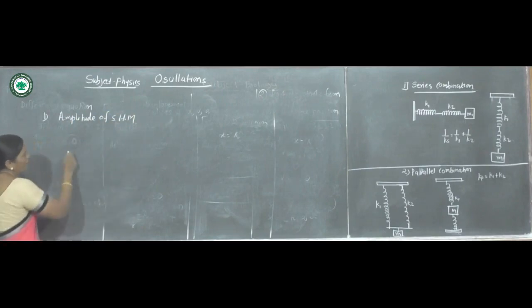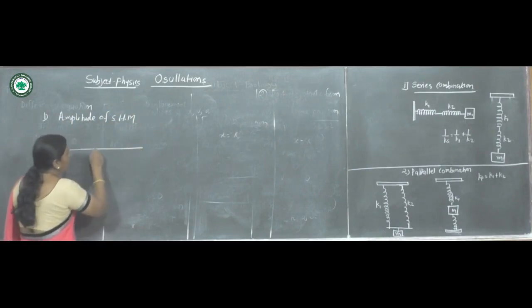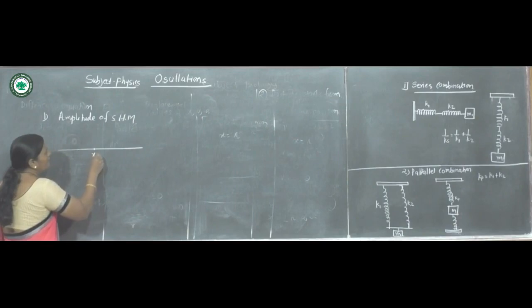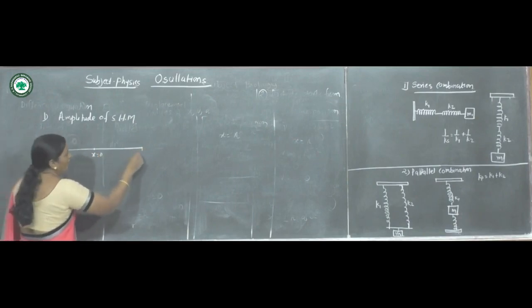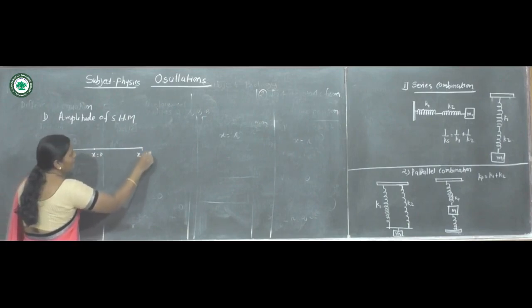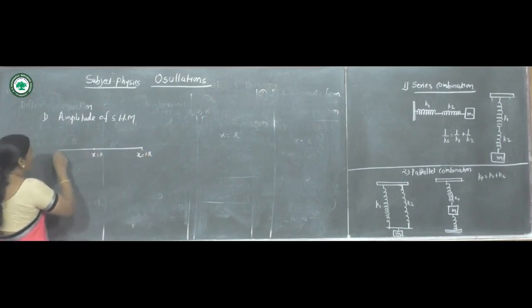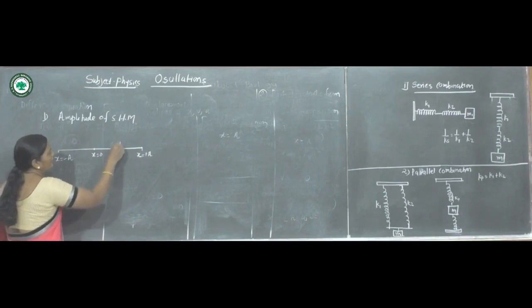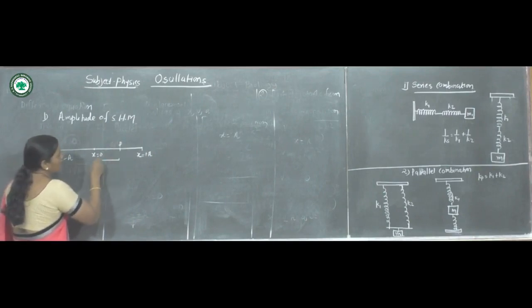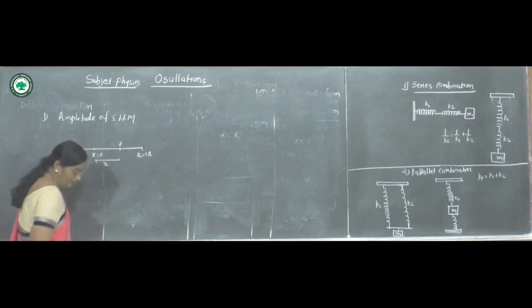Now see, suppose we consider a particle performing linear simple harmonic motion along a straight line. At the origin, x is equal to 0. At the extreme position it is plus A, and at the other extreme position it is minus A. Now suppose the particle P is at a distance x from the mean position here.